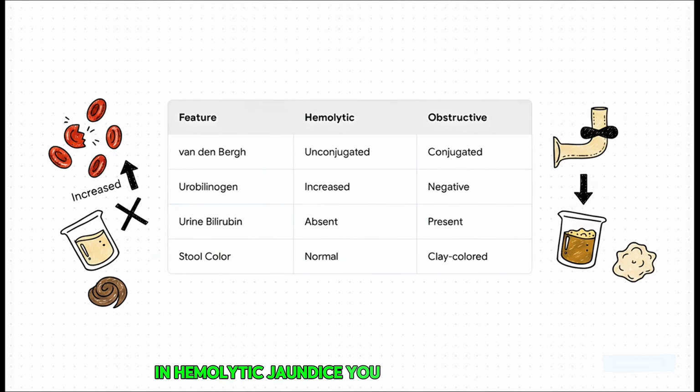In hemolytic jaundice, you see the exact opposite. Heavily increased urobilinogen, but completely absent urine bilirubin. Why? Because that unconjugated bilirubin is tightly bound to albumin, and the kidneys just cannot filter it.